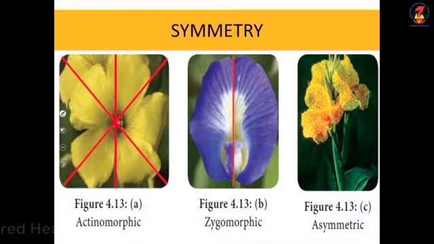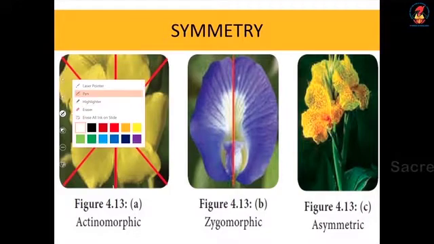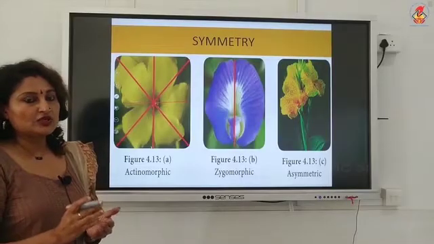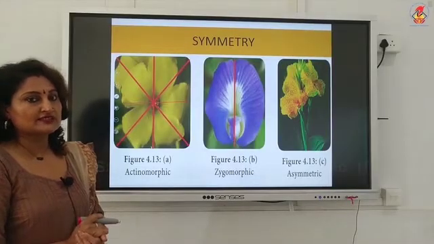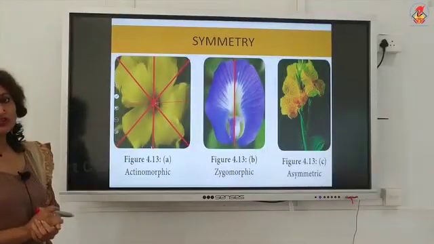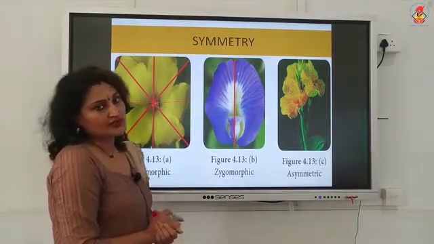See, now we are going to cut the flower through any plane running through the center. See, this flower, the first case when I am cutting through this plane or the slanting plane or this side from the left to right, any plane I am cutting, I am getting equal halves. So, what are actinomorphic flowers? When we get equal halves, when the flower is cut through any plane passing through the center, are called actinomorphic flowers.